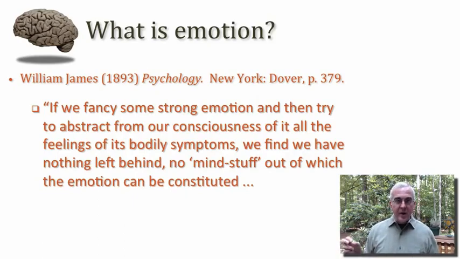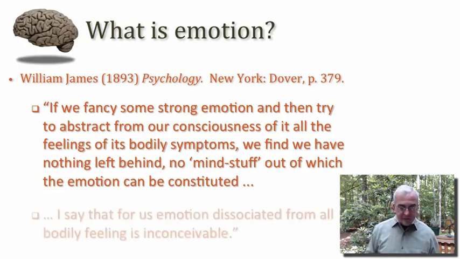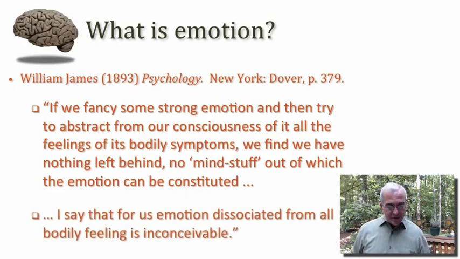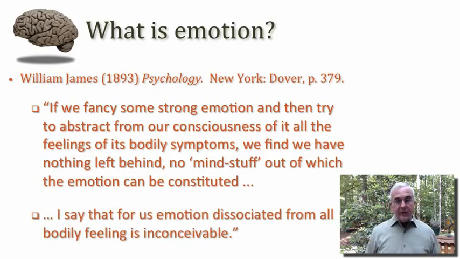Now, I'm not necessarily promoting all of the ideas and concepts put forth by William James more than a century ago, but I certainly think he was onto something here by suggesting that if we want to understand emotion, we need to understand how the brain moves the actions and interactions of the internal bodily state. James went on to say that, I say, for us, emotion dissociated from all bodily feeling is inconceivable. So James was quite intrigued with the relationship between body and brain, between mind and body, and how that interaction might give rise to emotional experience.